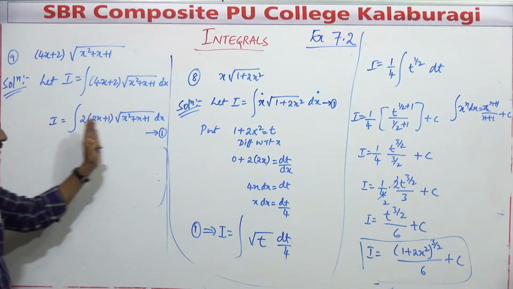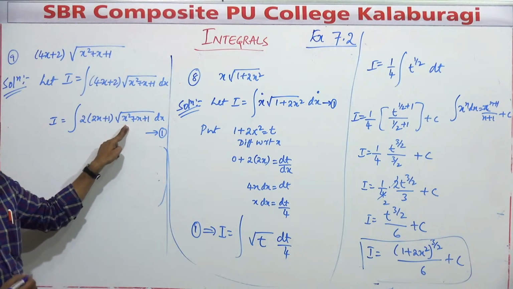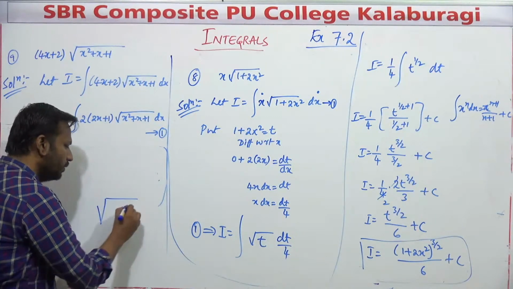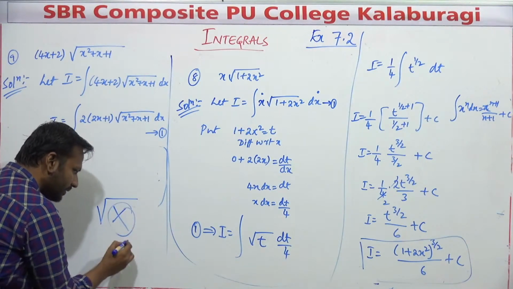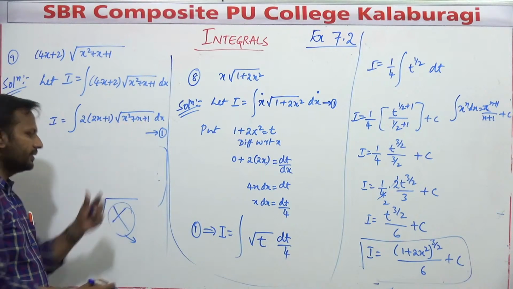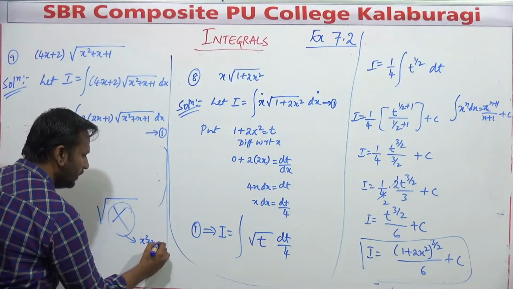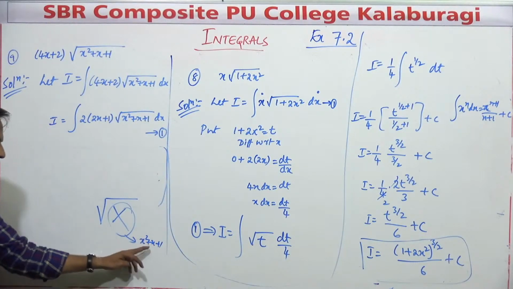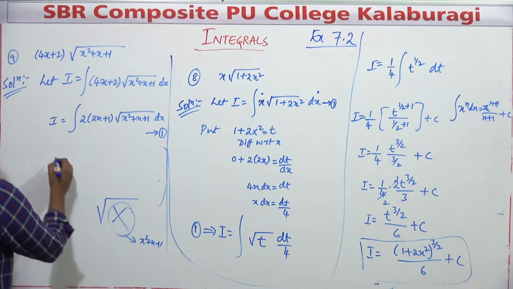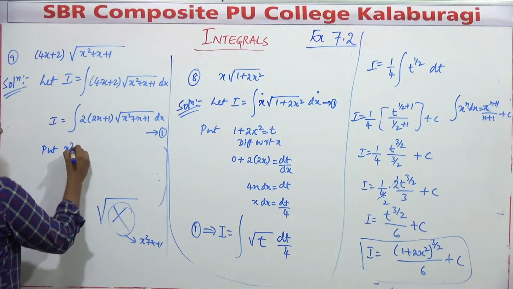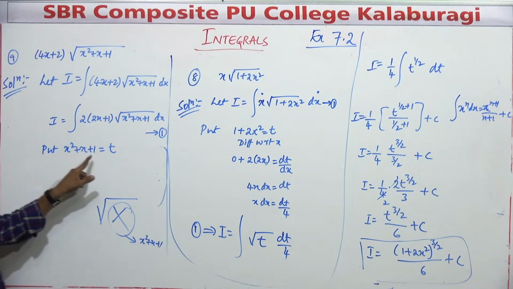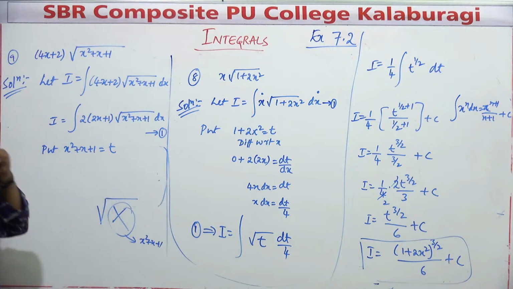So now you see, in this integrand you may feel it is a little bit complex. It looks like a composition form. It looks like root of x, where inside the root we have x square plus x plus 1. I told you, if it is a composition, we have to make the substitution for the inner function. What is the inner function here? x square plus x plus 1. Put x square plus x plus 1 as t.